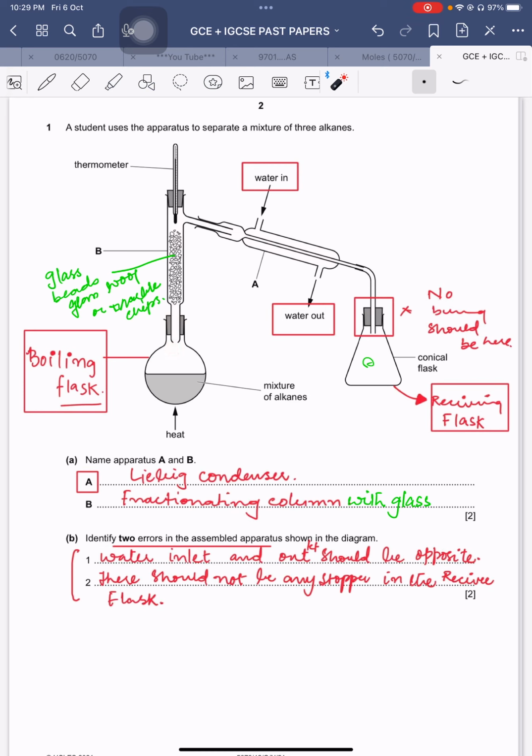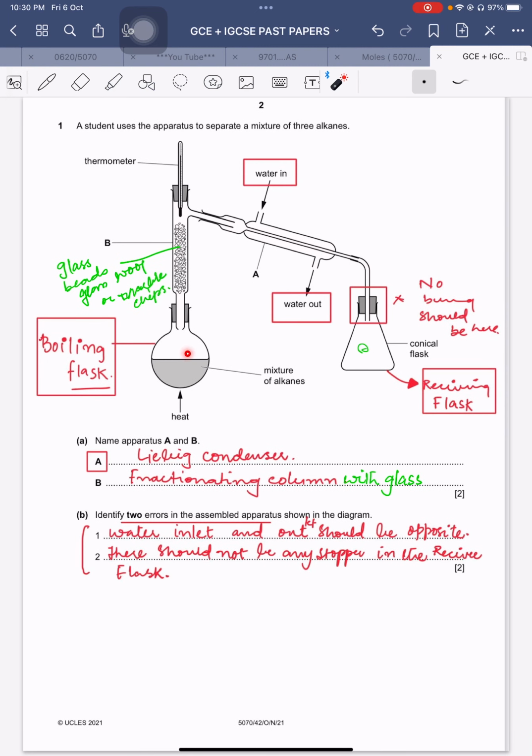Or similarly, if it is not falling down, there will be some escape of the alkanes or the substances from here to the sides. Okay, they may escape. So the water inlet and outlet should be opposite, and there should not be any stopper in the receiver flask. These are very, very important points.